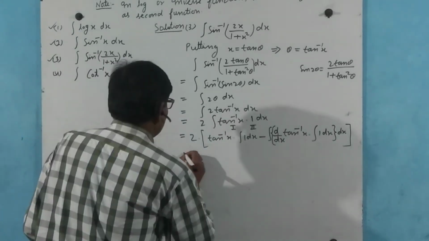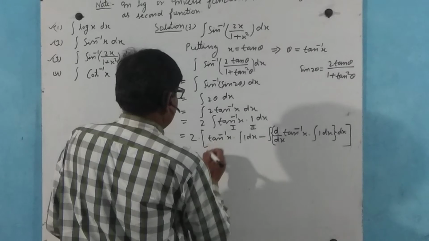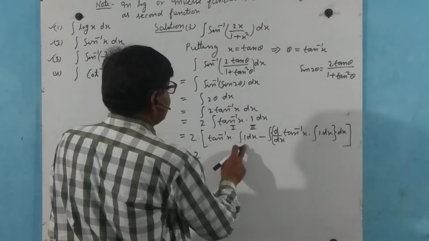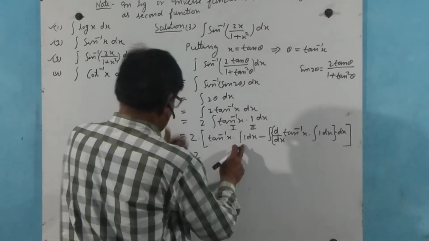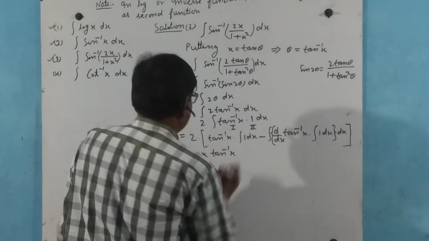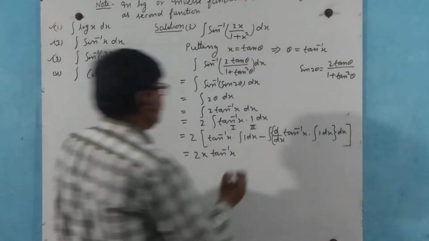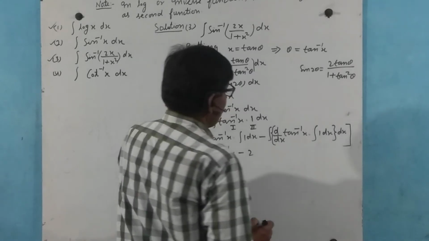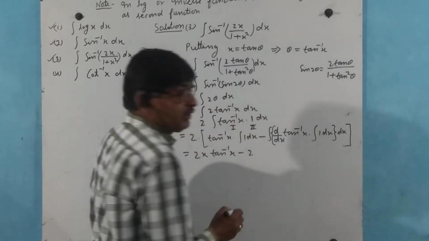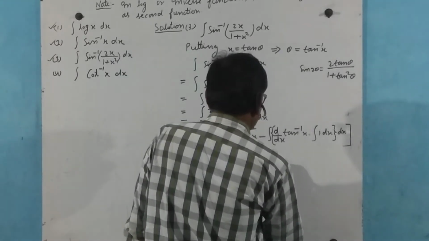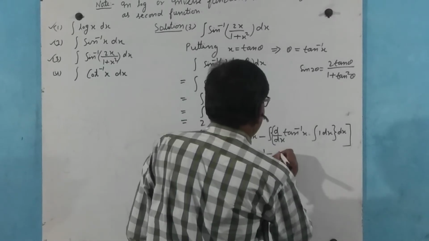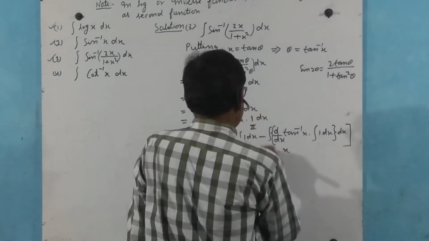Now this is equal to 2 multiplied by the integration of 1 dx, which is x, so that 2x tan inverse x minus 2 times the differentiation of tan inverse x, which is 1 by 1 plus x², and the integration of 1 dx, that is simply x, whole integration.